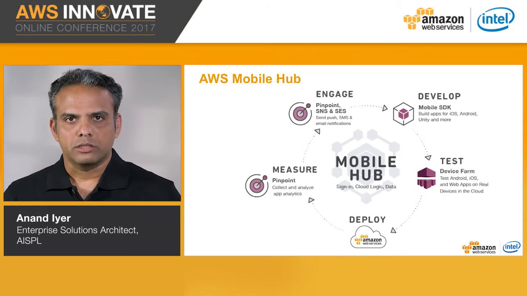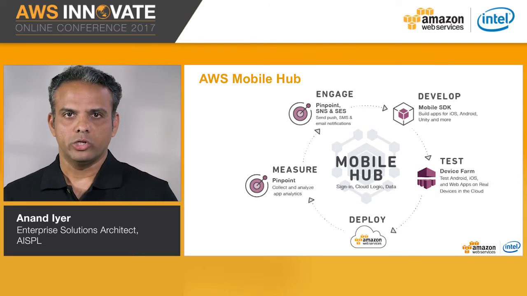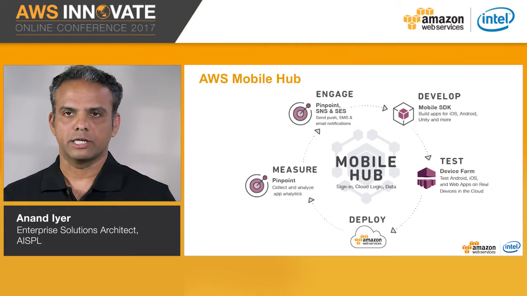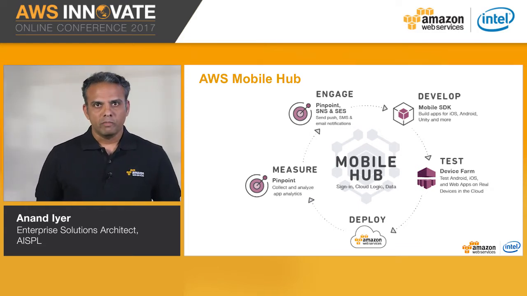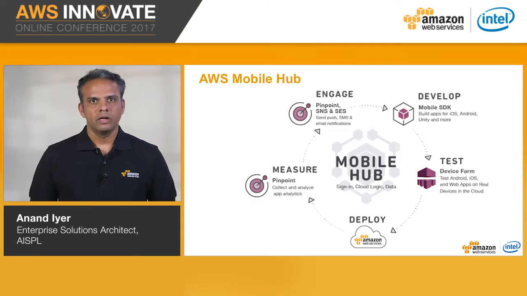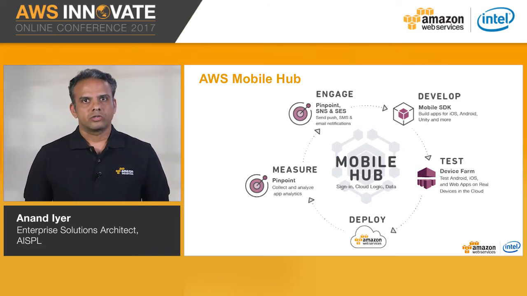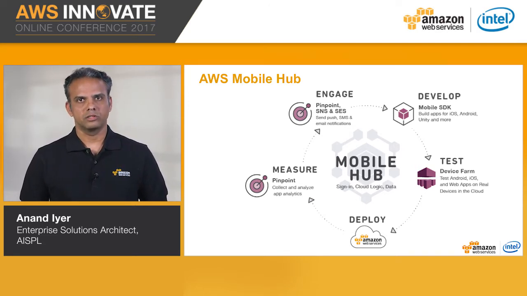The mobile app features supported includes user authentication, data storage, back-end logic, push notifications, content delivery, and analytics, all from a single integrated console. After you build your app, AWS Mobile Hub gives you easy access to testing on real devices as well as analytics dashboards to track usage of your app. There is no charge for Mobile Hub.